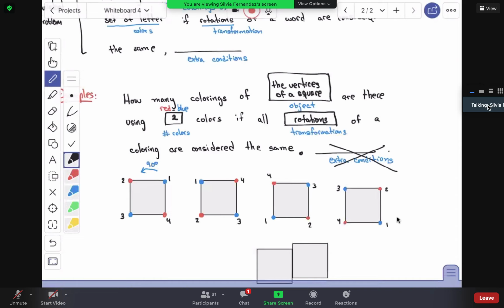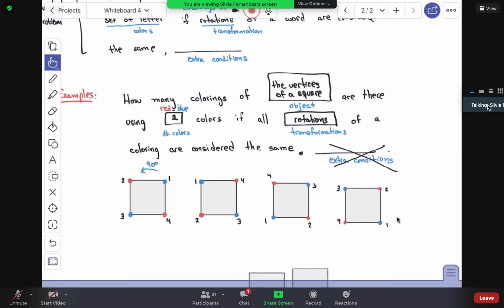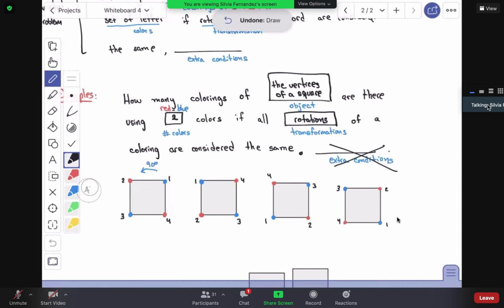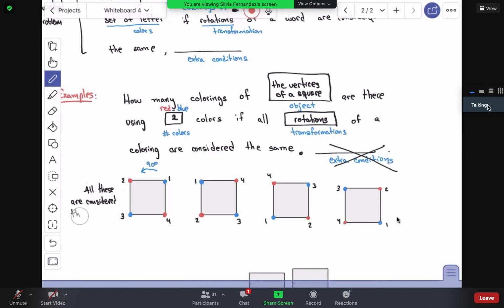But you see, all of these are considered the same. Rotations of a coloring are considered the same. And you can see that if I remove the labels, the first and the third really look exactly the same. But the first and the second, you need to move something to make them look exactly the same in the same position. But what we're saying is that all of those are the same. Okay? Makes sense?